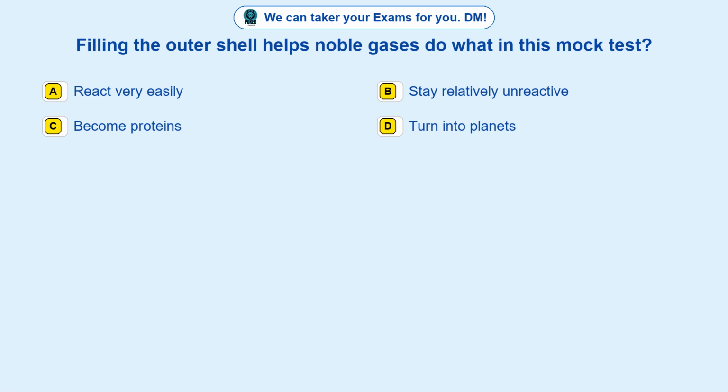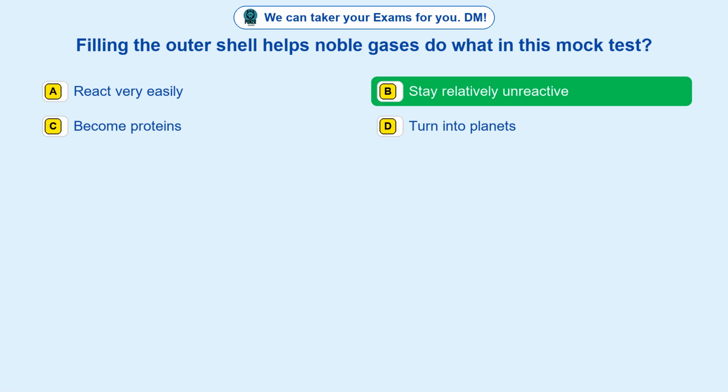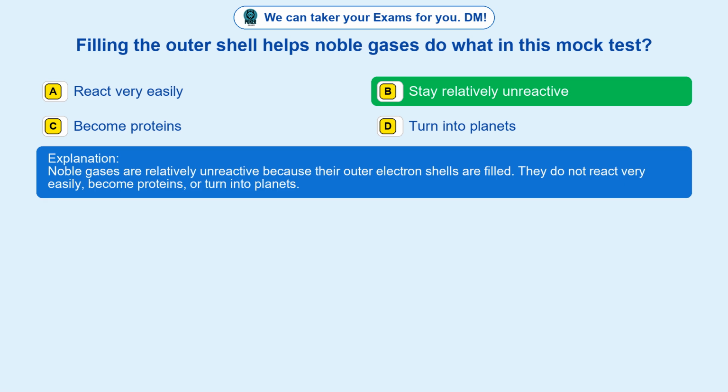Question 41. Filling the outer shell helps noble gases do what in this mock test? Option A, react very easily. Option B, stay relatively unreactive. Option C, become proteins. Option D, turn into planets. The correct answer is option B, stay relatively unreactive. Noble gases are relatively unreactive because their outer electron shells are filled. They do not react very easily, become proteins, or turn into planets.